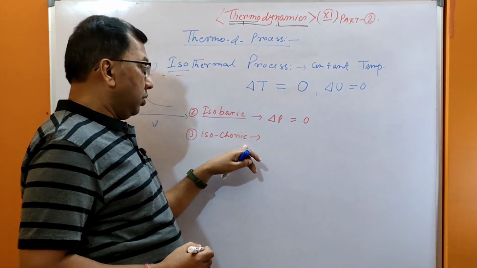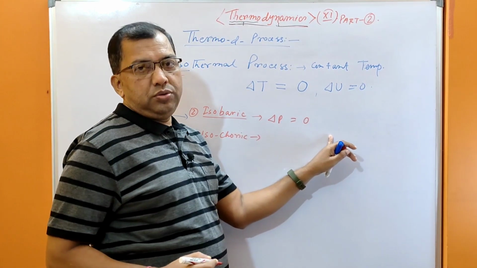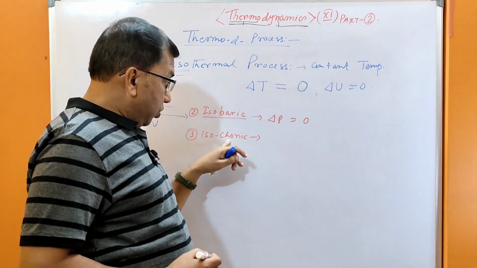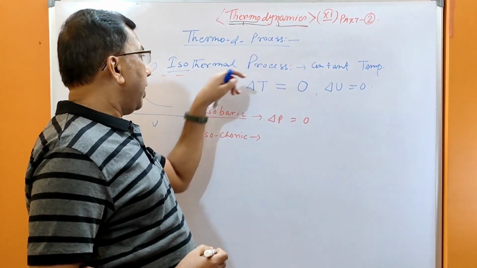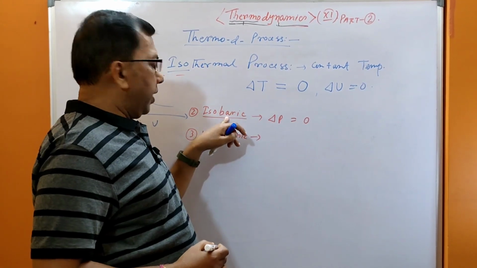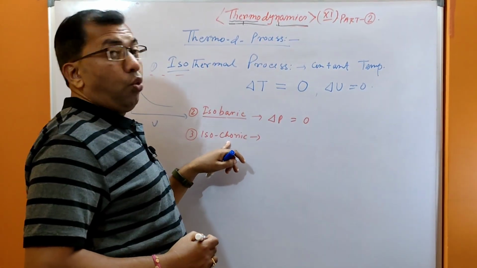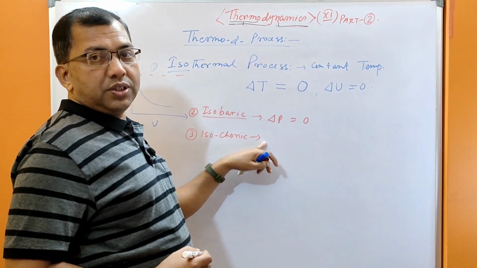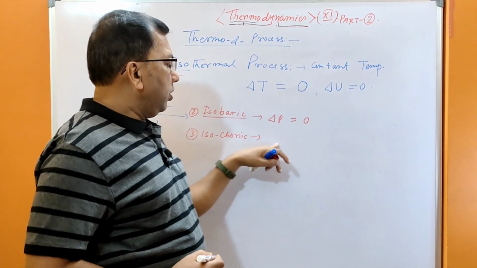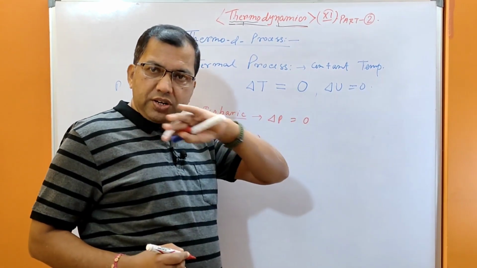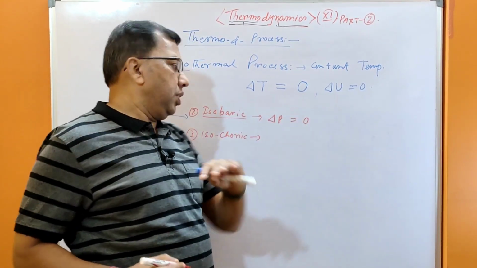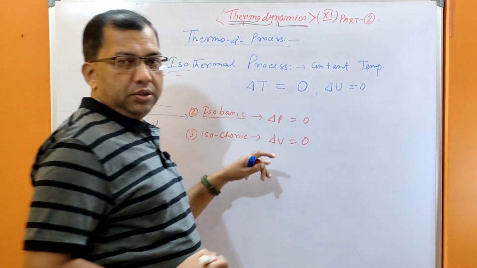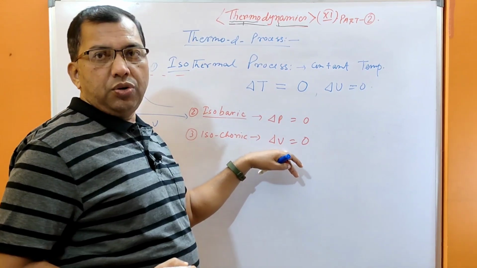The isochoric process is the process which is carried out at constant volume. Choric means volume, thermo is temperature, baric is pressure. So it is carried out at constant volume, that is delta V equals 0.